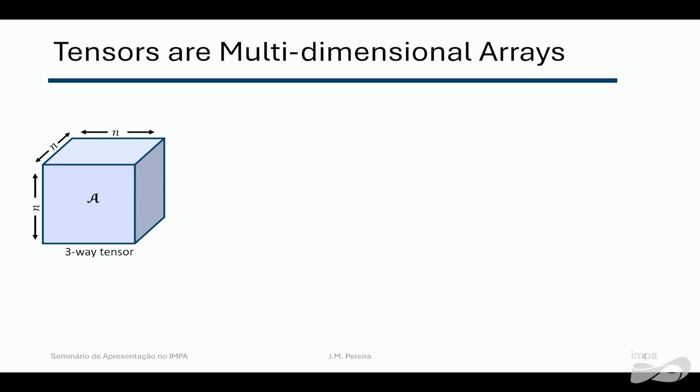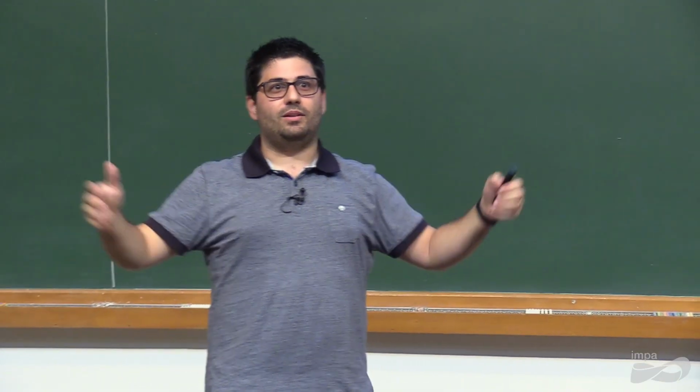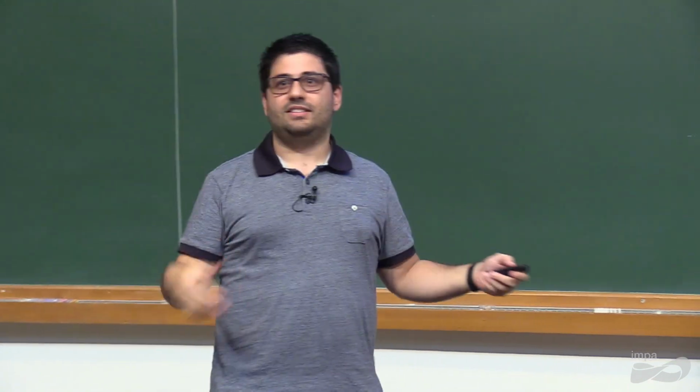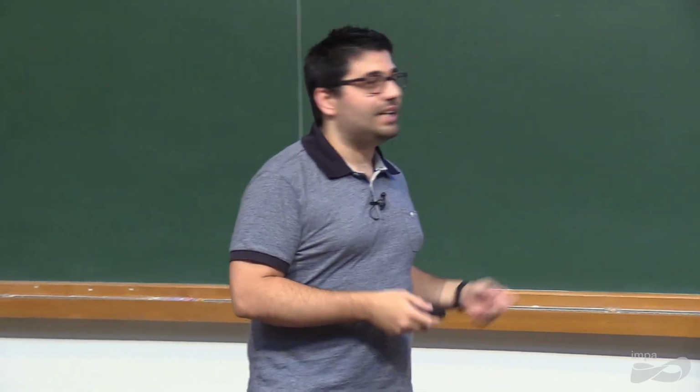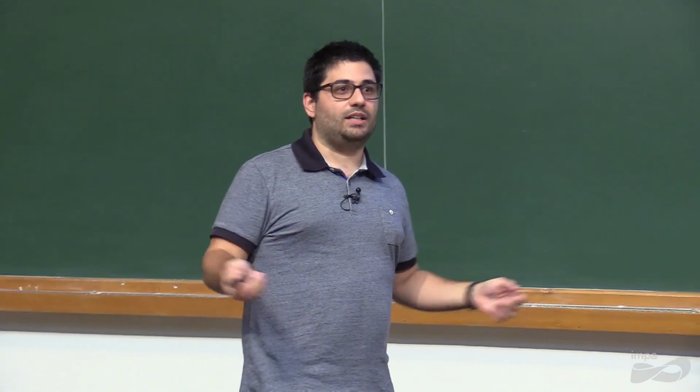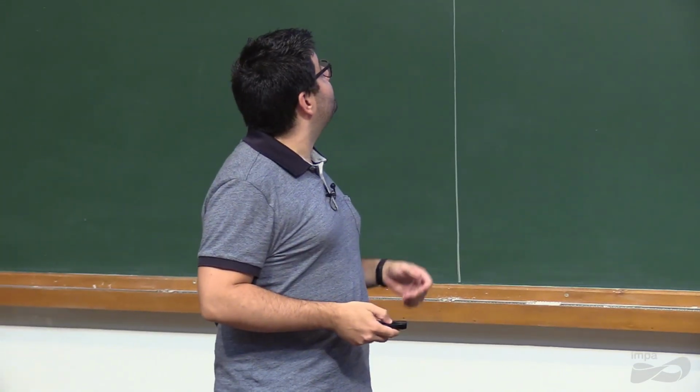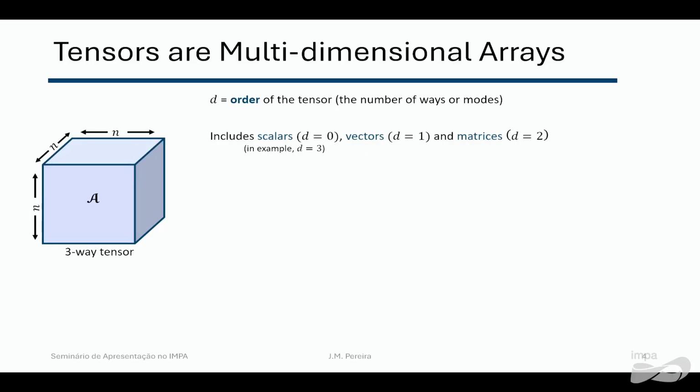People in machine learning have seen these things before, so it's not very hard to think about. You take a matrix and you can add another dimension, and now you have a 3D table or a 3D array, and that's already a tensor. And D is the order of the tensor.